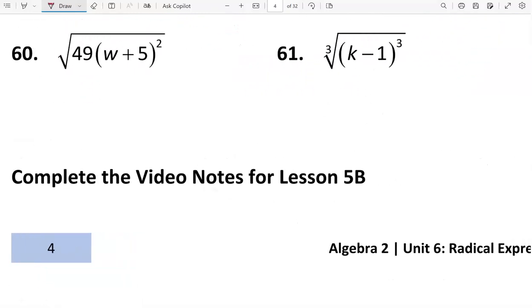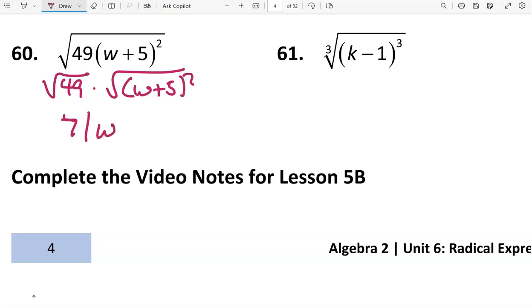In 60, we have the square root of 49 times the square root of (w plus 5) squared. The square root of 49 is 7, and the square root of (w plus 5) squared is the absolute value of w plus 5 because this is an even root, so square roots undo squaring, but in doing so produce a positive result. Since w is a variable, we don't know what the sign of w plus 5 is, so we have to take its absolute value in order to ensure that the result is non-negative.